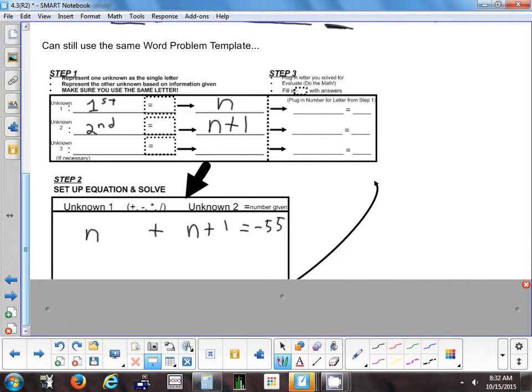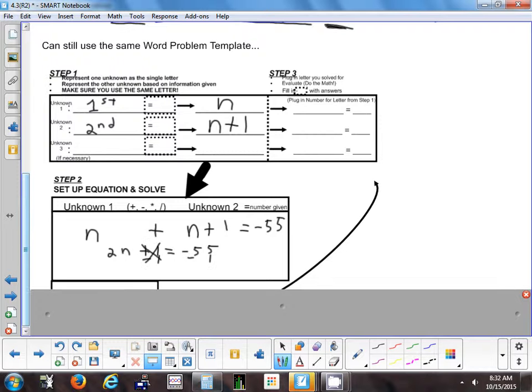Next step. Combine your like terms. Kevin? Keep going. Plus 1. 55. Perfect. 2n plus 1 equals negative 55. Next step. Caitlin? Subtract 1. On this side I just have 2n equals, what's negative 55 minus 1? Negative 56. Remember, two negatives, keep the sign, add the numbers together.